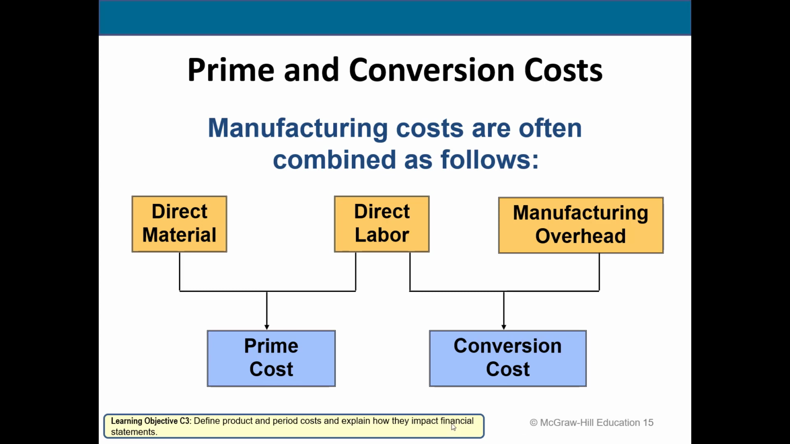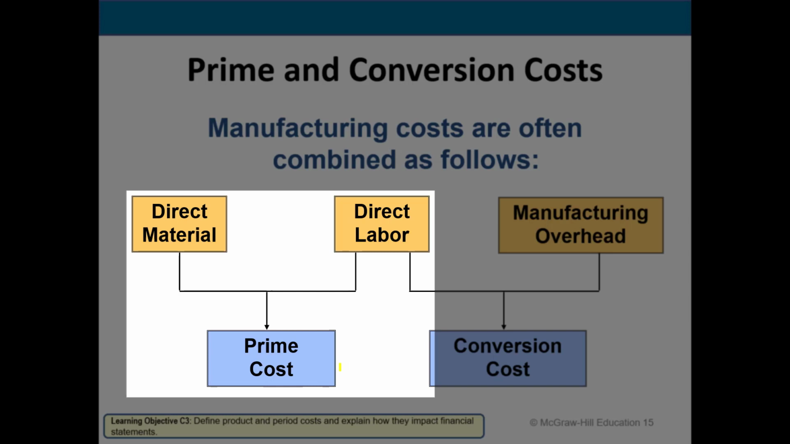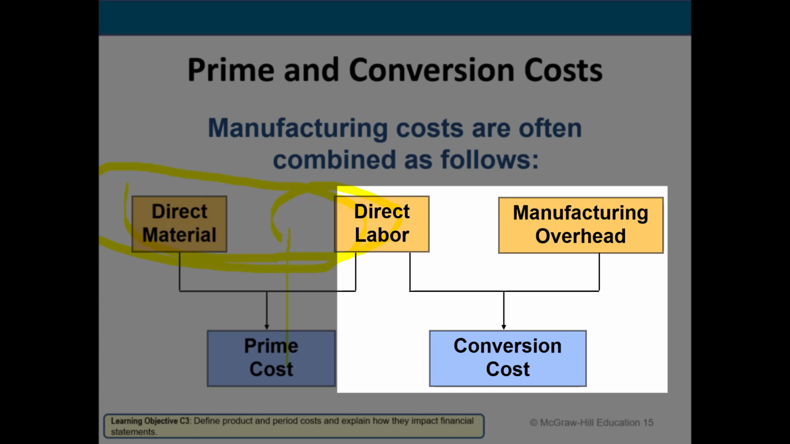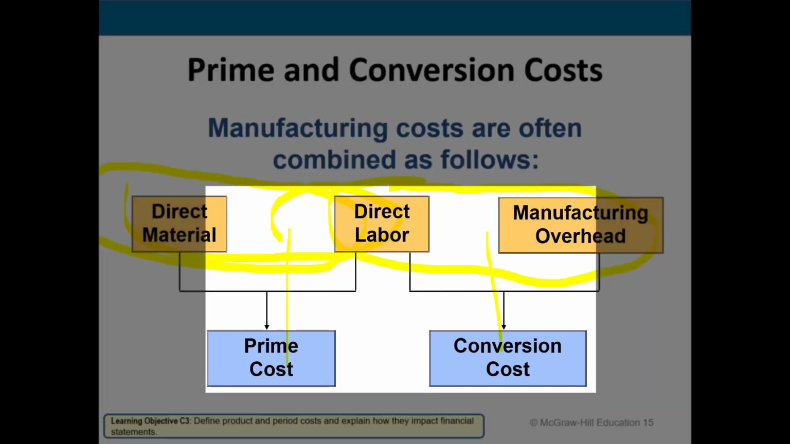We can classify product cost into prime or conversion. Prime costs are the costs directly associated with manufacturing the finished goods. So that includes direct materials and direct labor. These two combined are prime costs. Conversion costs are the costs incurred in processing a raw material into a finished good, and so that includes direct labor and manufacturing overhead. So notice that direct labor is considered both a prime cost and a conversion cost.